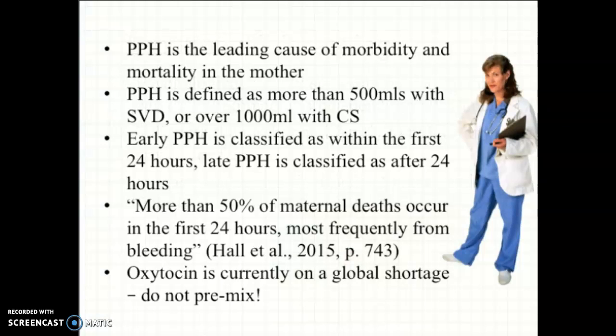So things to remember is PPH is the leading cause of morbidity and mortality in the mother. It is defined as more than 500 mils with a vaginal delivery and over 1,000 with a C-section. Early PPH is classified within the first 24 hours, late is anytime after that. And then more than 50% of maternal deaths occur in the first 24 hours, most frequently from bleeding. Oxytocin is currently on a global shortage, so we are not to premix, just a good note to know.